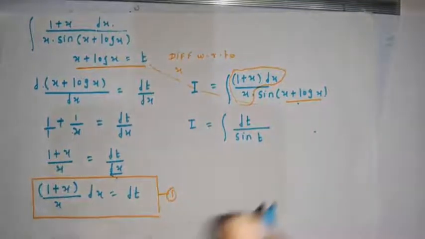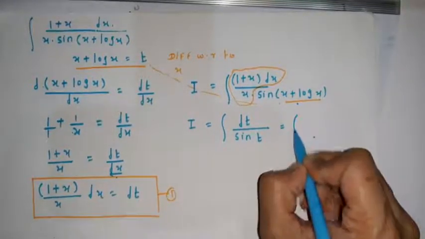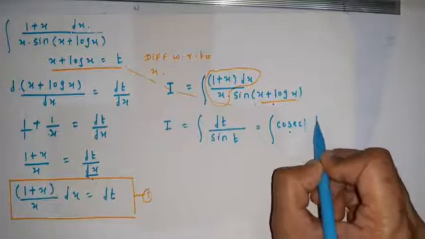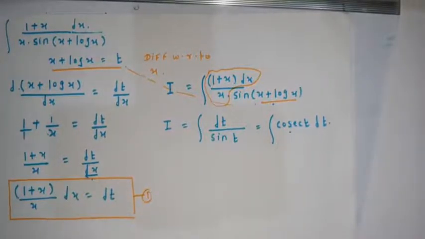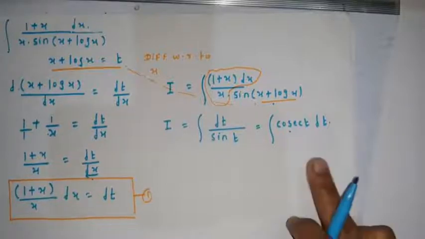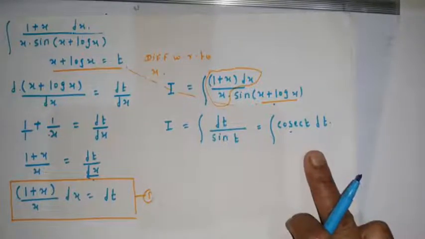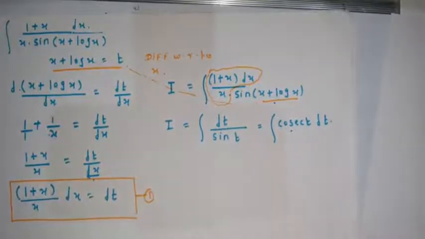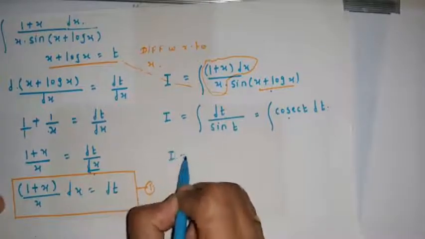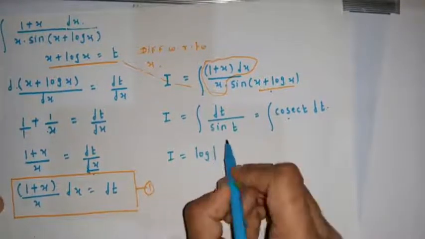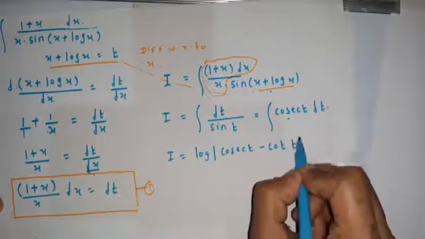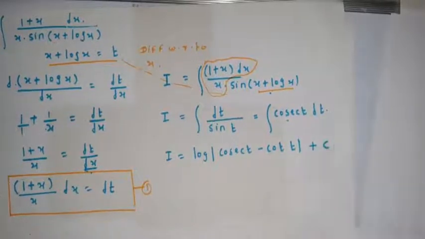Okay, and now 1 upon sine t is cosec t, with respect to t. And we know that the integration of cosec x is log of (cosec x minus cot x). Hence the integral I equals log of (cosec t minus cot t) plus constant of integration c.